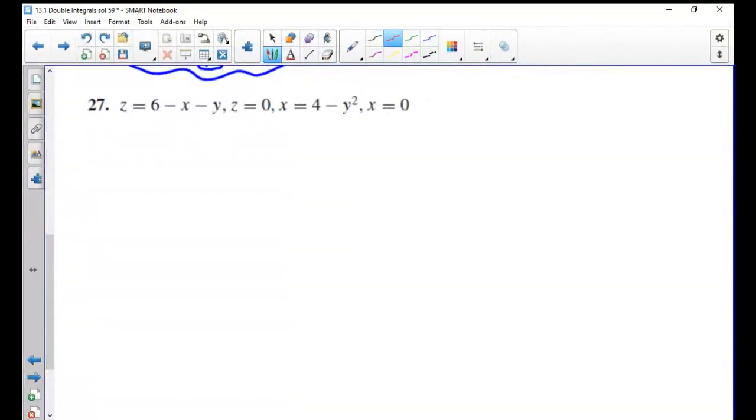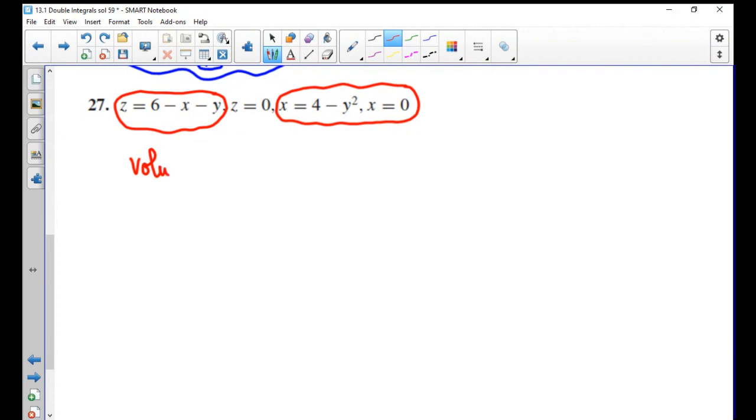The same thing. The function is given here, and the region is given here. I want the volume. We need to graph, but let me write first what we really want, which is to integrate over the region R the function, 6 minus x minus y dA. That is what we want to calculate.